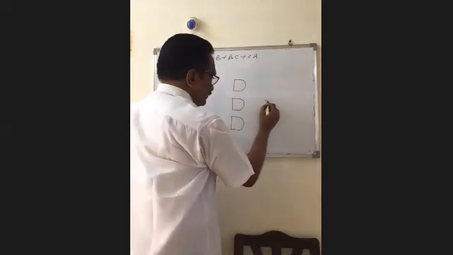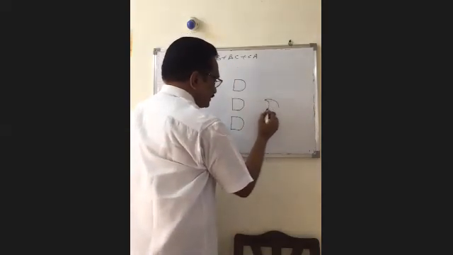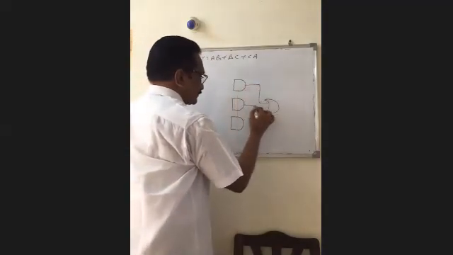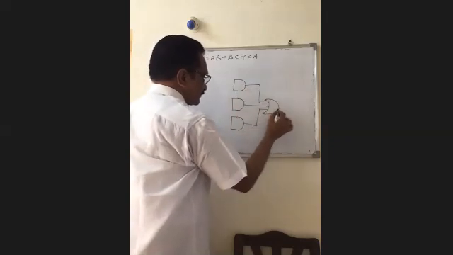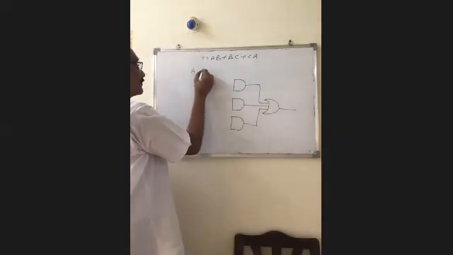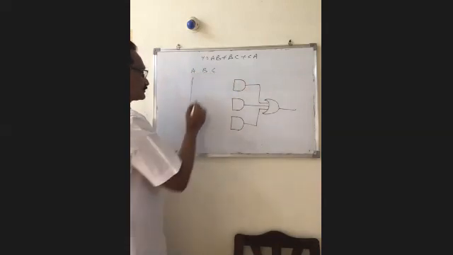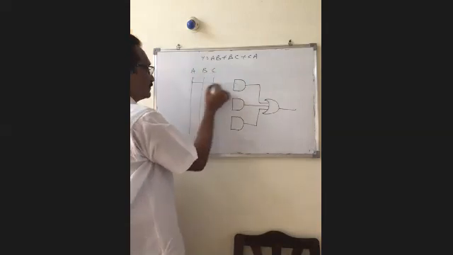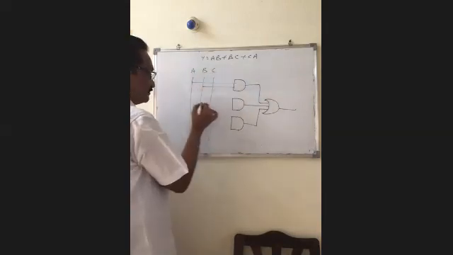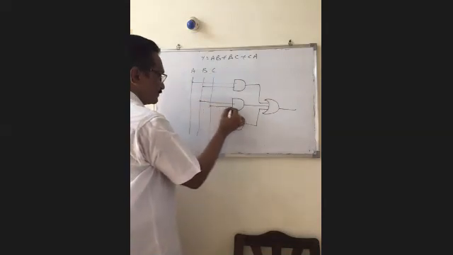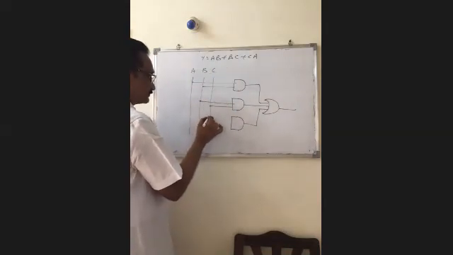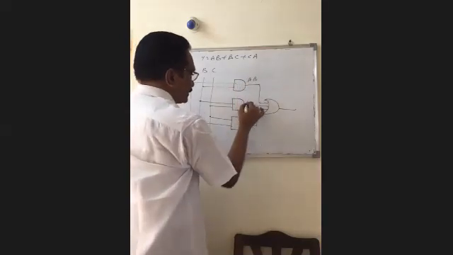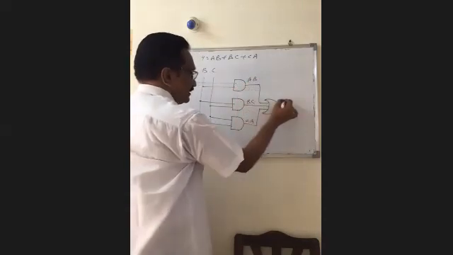And for the sum term, it requires 3 input. How many product terms are there? 3 product terms. It requires 3 input OR gate. These are the input variables. So first term AB, second term BC, third term CA. Right here AB, here BC, here CA, and this is Y.